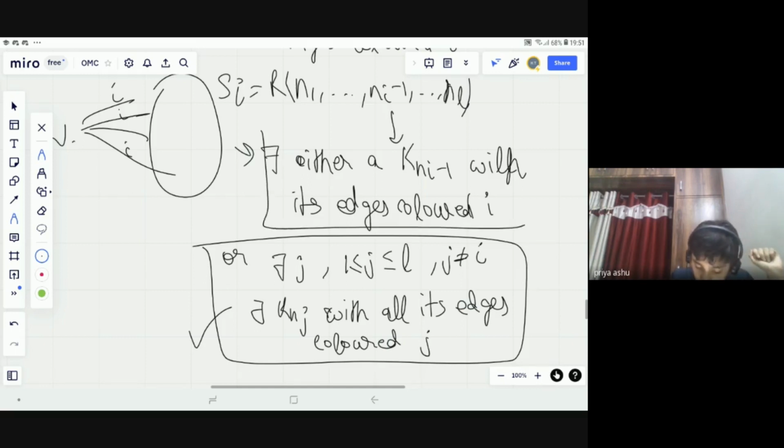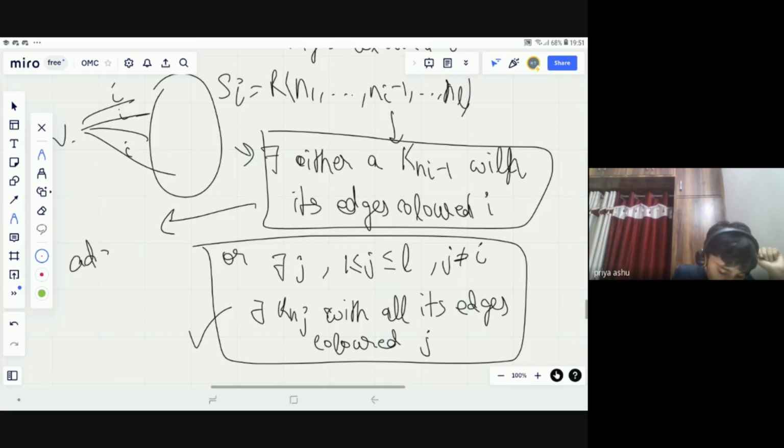And if we have the former, then again as previously, we add V, because all of this set has all its edges colored I with V. And this completes our proof. So, are there any questions?